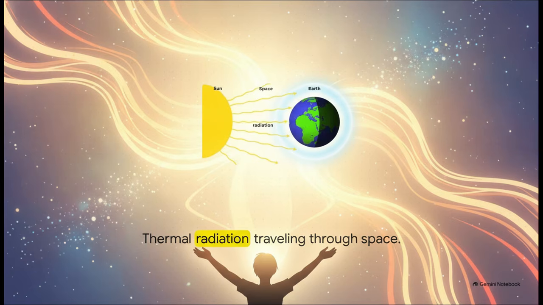And the third method is radiation. Now, conduction and convection both need some sort of matter to transfer heat, right? Radiation doesn't. It requires absolutely no physical contact and no medium at all. Heat just travels straight through empty space as thermal radiation, which is an electromagnetic wave moving at the literal speed of light. I mean, this is exactly how we can feel the heat of the sun on our faces, even though there are millions of miles of freezing, empty vacuum between us and it.